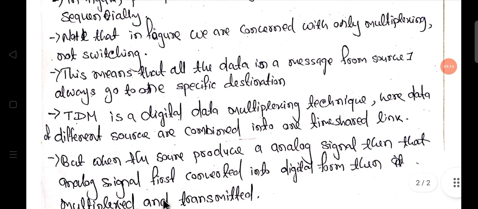Since this is a digital multiplexing technique, the input is not always digital. If there is an analog input for time division multiplexing, then we can first convert that analog signal into a digital signal. Then by using that digital signal, we can carry out the TDM process.